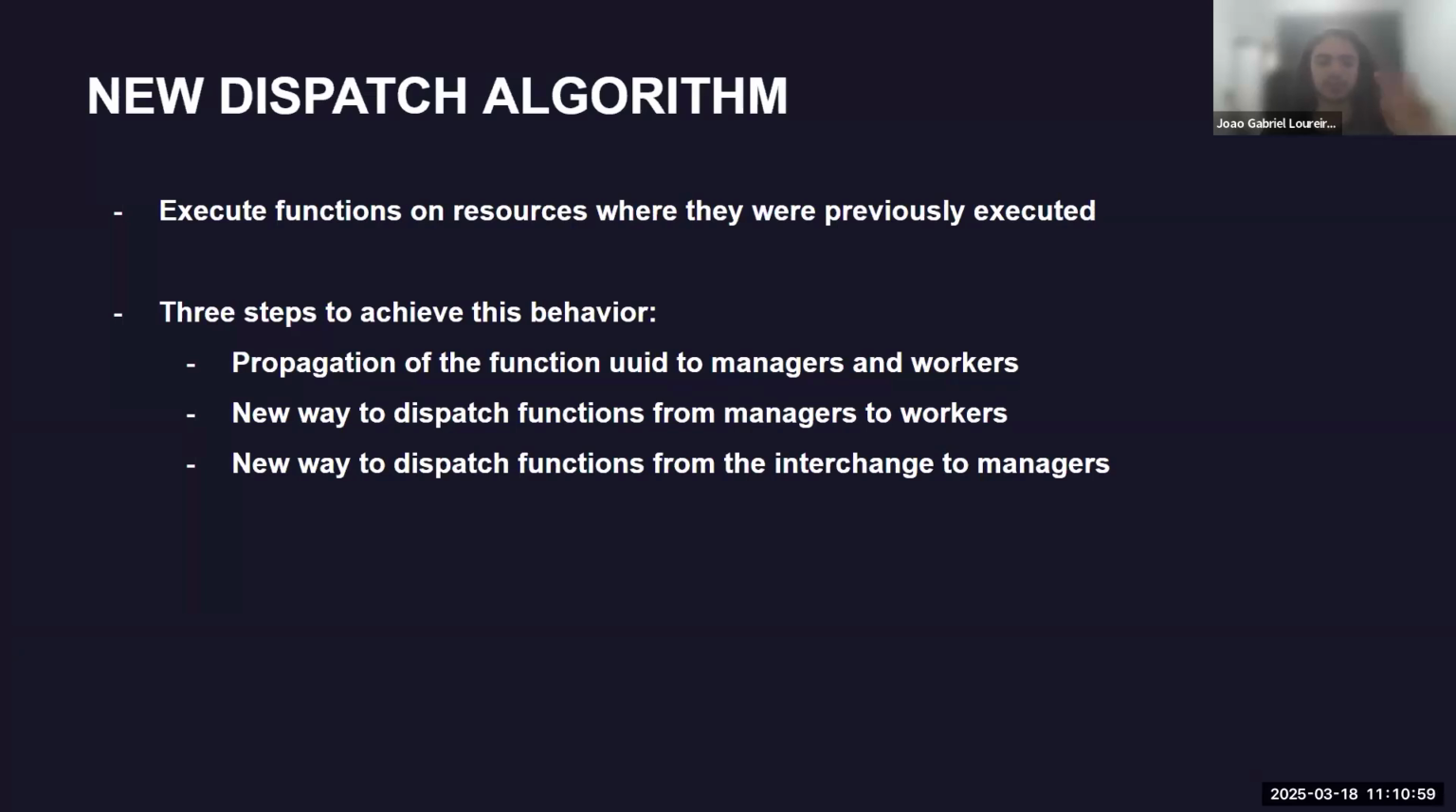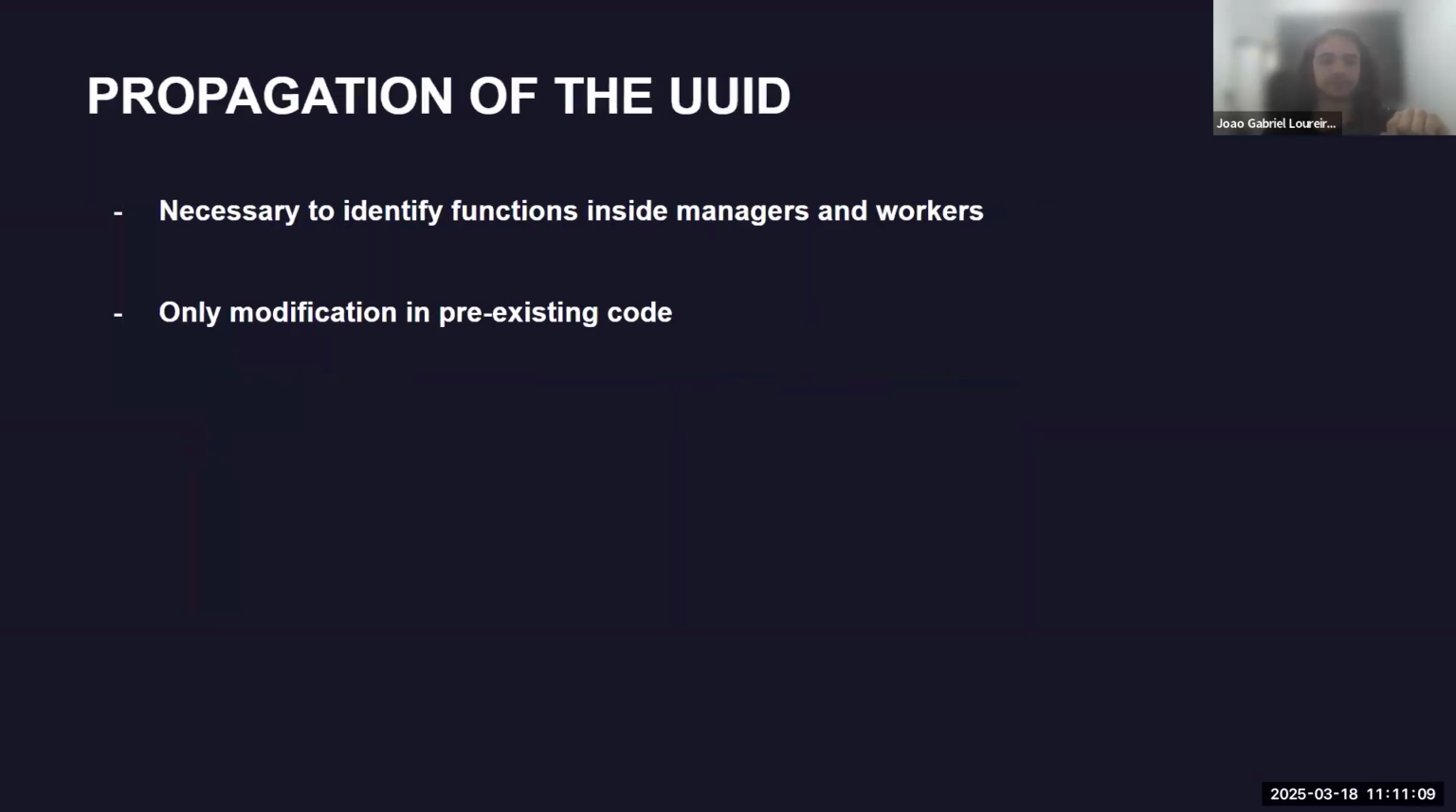And to achieve this, we did 3 steps. We propagated the function UID, then we created a new way to dispatch functions from managers to workers, and then from the interchange to the managers. So the propagation of the UID was a tool that we used so we could identify functions inside of both managers and workers, so we knew exactly which function the task wanted to run. And this here is the only modification we had to do in pre-existing code.